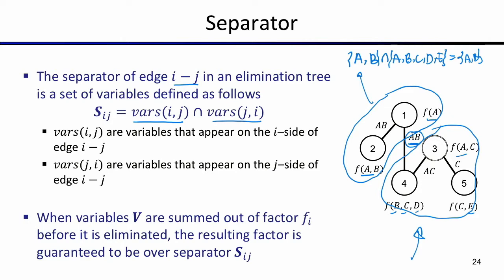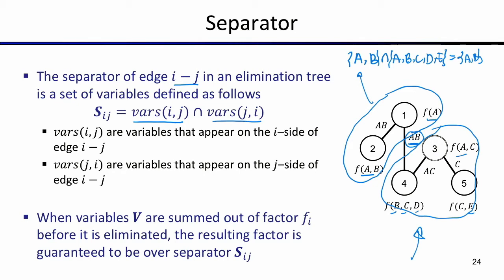And the separators are important because when you want to eliminate variables during the factor elimination process, we want to know which variables we can eliminate and which ones we should maintain. The variables in the separator are exactly the ones that we want to keep. All the other variables do not occur on the other side of the edge, so we can eliminate those variables.